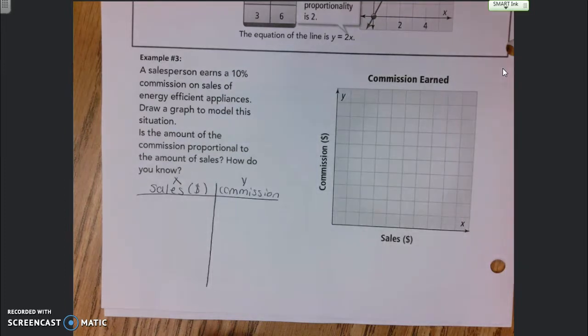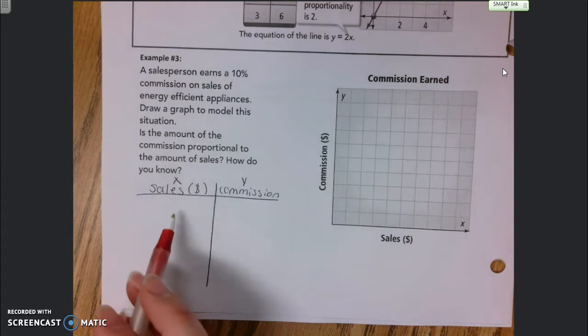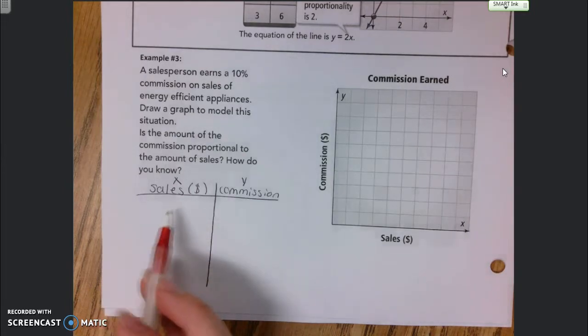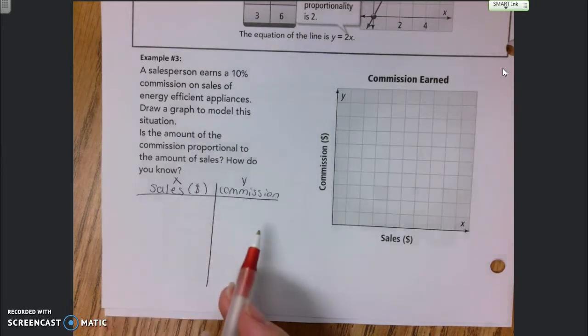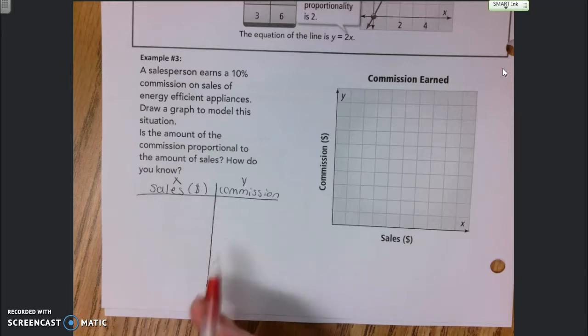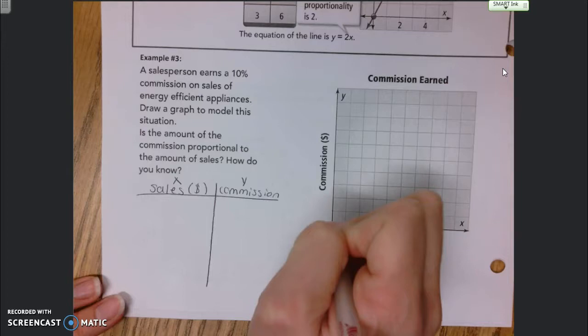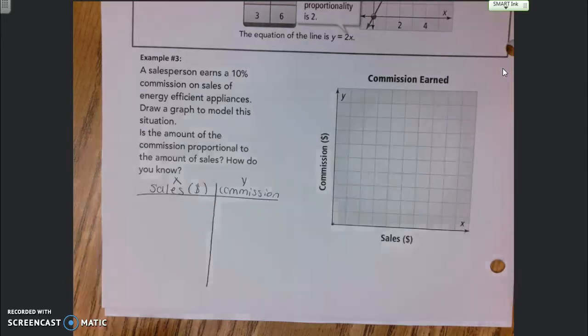And I'm just going to choose numbers that are useful for me. Normally when we set up these tables before, I had to use 0, 1, 2, 3, 4. So let's think about 0. If you have 0 sales, are you going to make any money? Well, 0 sales, 0 commissions. So right there, that's telling me that this does go through the origin. So I know this is going to be at 0, 0.